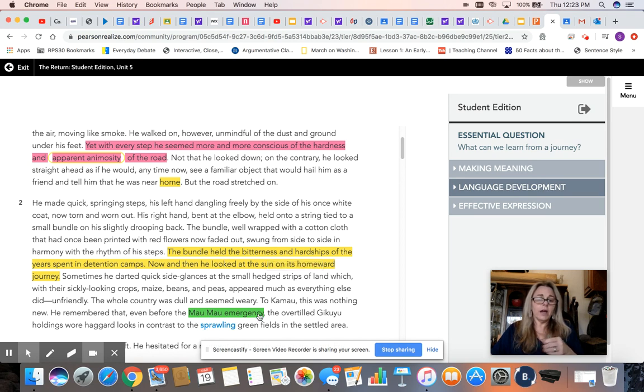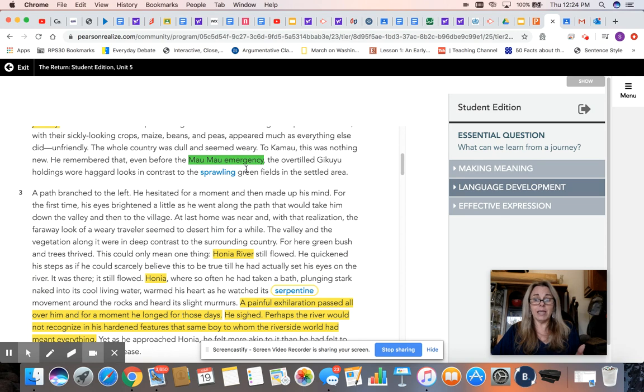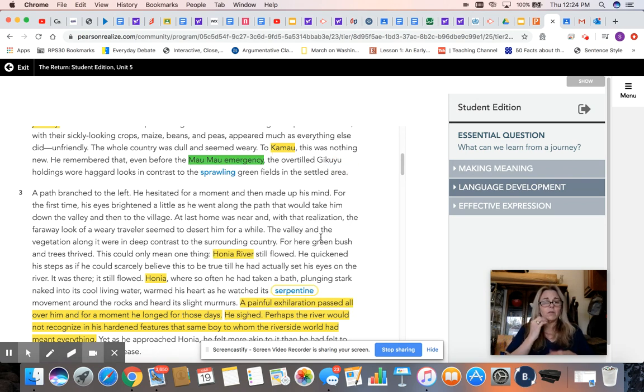The Mau Mau emergency. This is an allusion to an event that happened in Kenya. And so he's talking about how he lived through that. And during that time, the Gikuyu, so sorry to this culture for my southern accent, were arrested and imprisoned. And this character was one of those who was arrested. Okay. And so he's reflecting on his experience as he's walking home.